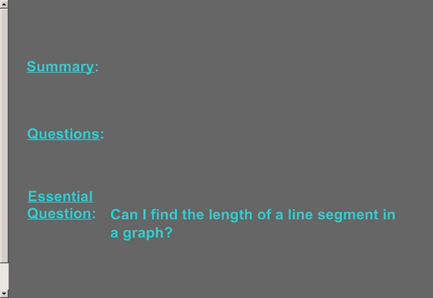Okay, so take a moment and jot down your summary. Note any questions that you may have. And keep in mind your essential question: can I find the length of a line segment in a graph?